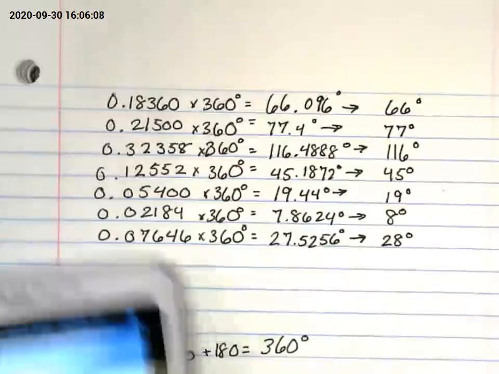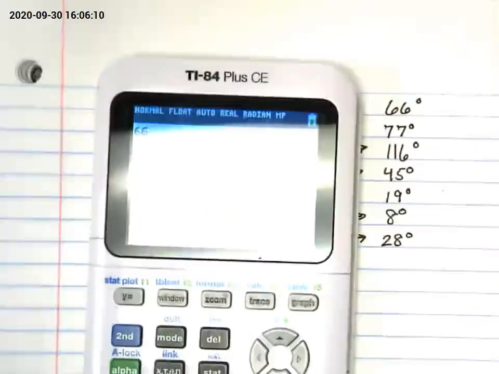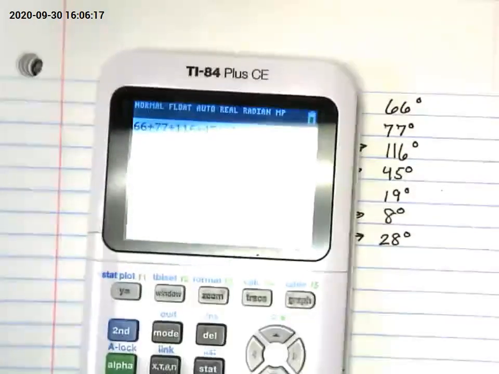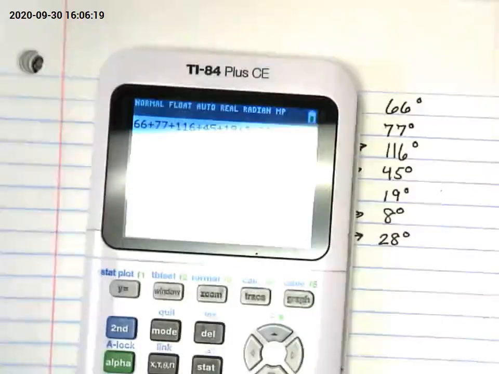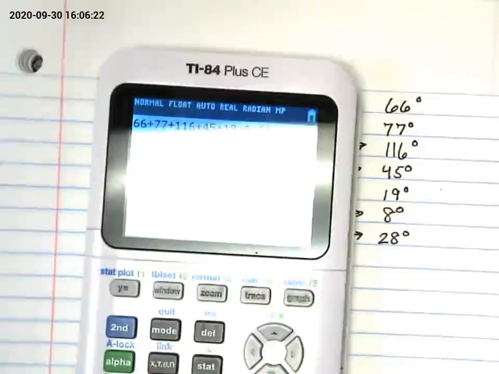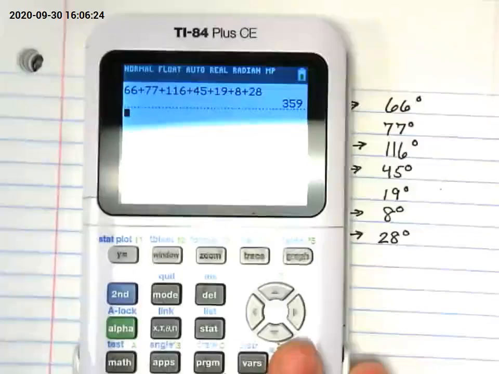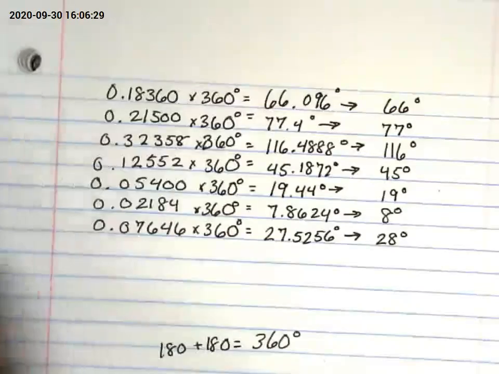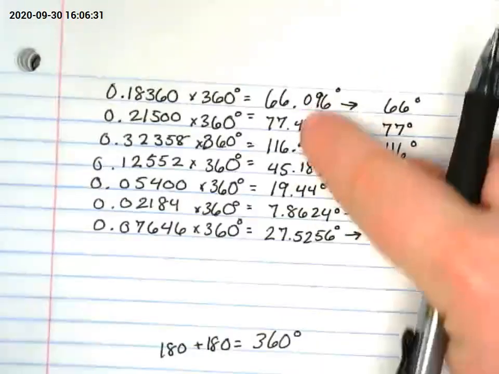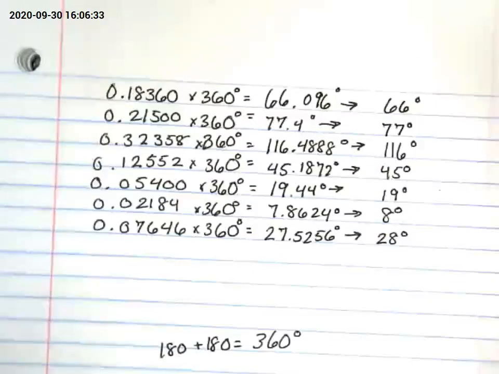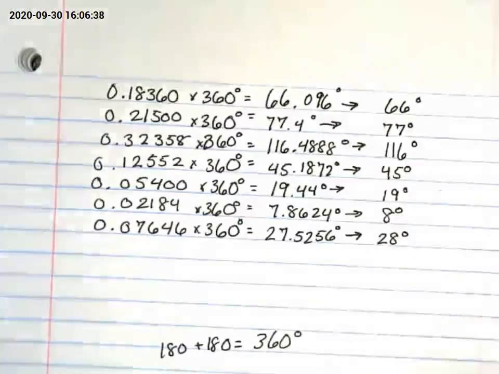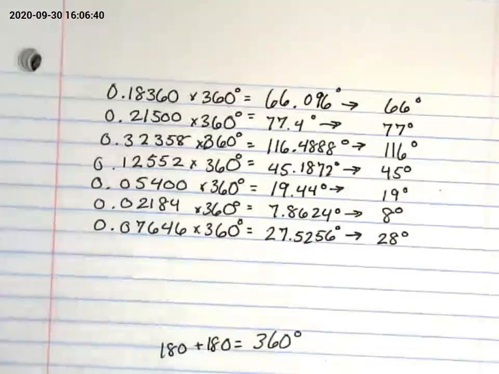Now, let's just real quick add those up. What number do you think we're going to get? 66 plus 77 plus 116 plus 45 plus 19 plus 8 plus 28, and of course, we're one short, 359. You get 359, just one short of 360. Because some of these were rounded down, we lost just a single digit, but for the most part, all of these angles add up to 360. And 360 degrees, remember, is a circle.